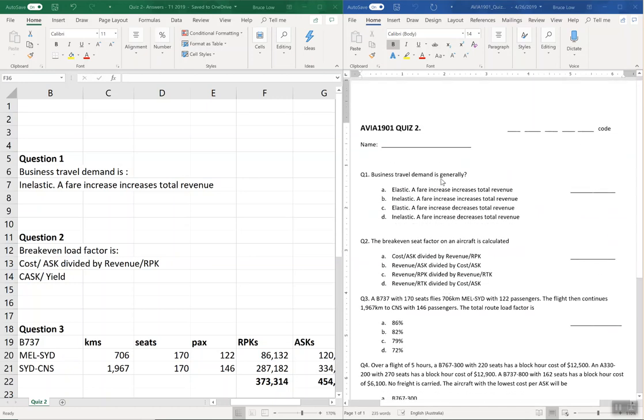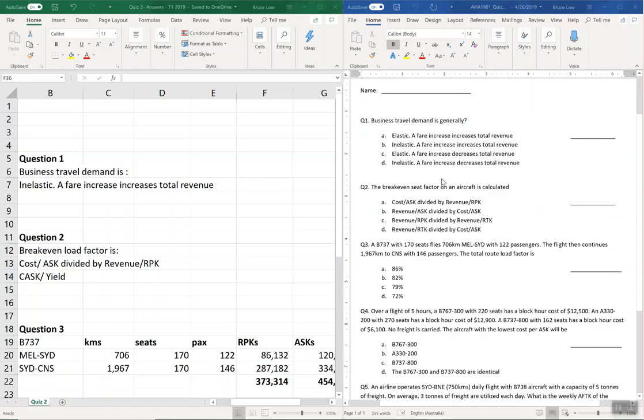Okay, so we're looking at quiz 2 now. The first question doesn't have any calculations. So business travel demand is generally what? And we know from our lecture material that business travel demand is generally inelastic. So a fare increase increases total revenue. So the answer to that one is B.